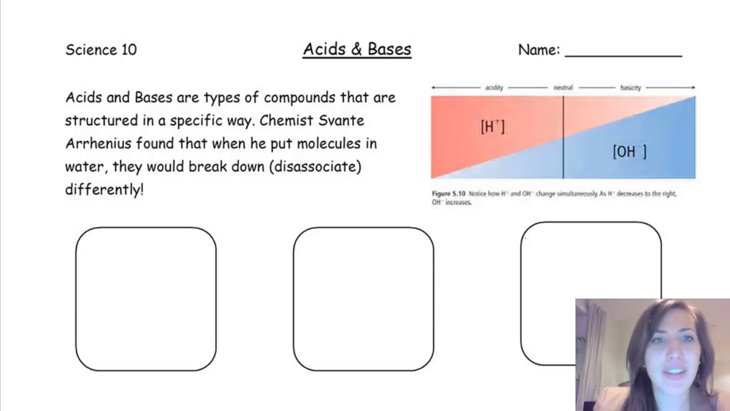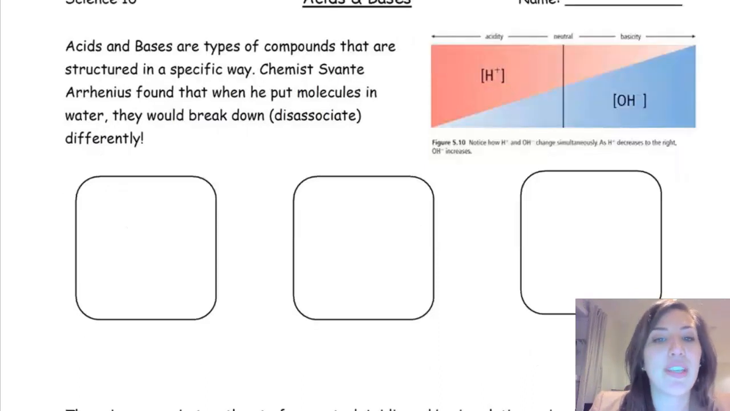So, what are these things, acids and bases? Well, they're just types of compounds that are structured in a specific way that allows us to classify or name them according to their properties as an acid or a base. This chemist, Svante Arrhenius, found that when he put molecules in water, those molecules would dissociate, and they would do so differently.